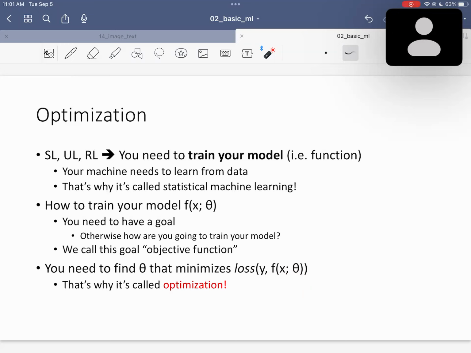So this is optimization. Optimization meaning you have a function and you want to, by changing its parameters, by changing its coefficients, maximize its value or minimize its value. In this case, we want to minimize the loss function. So this is where optimization theory comes in.